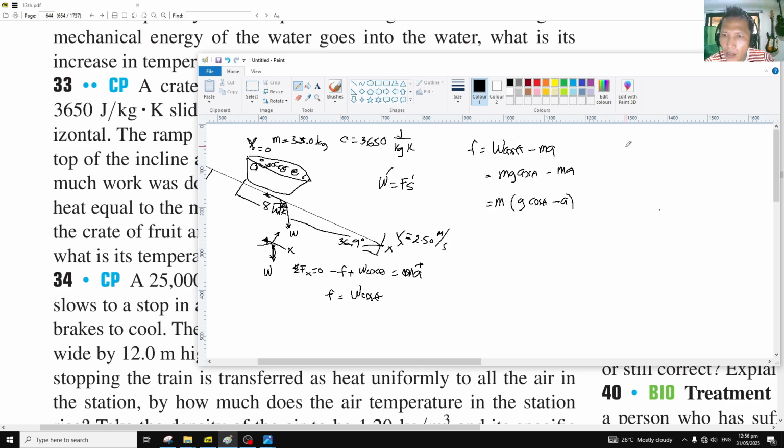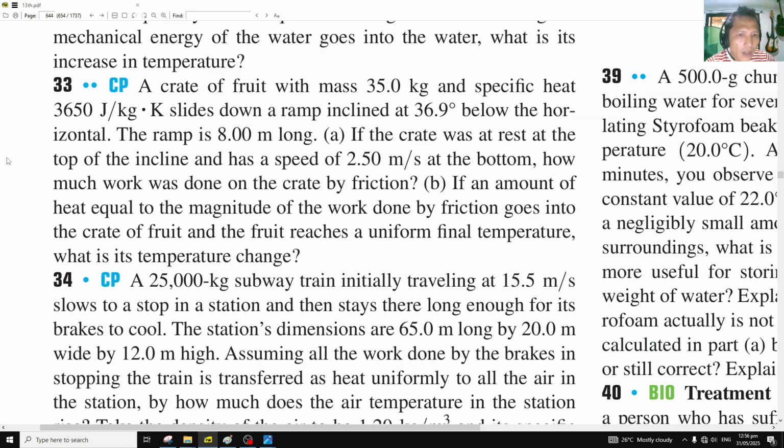Your a: V final is equal to V0 plus at. So there is time. Acceleration would be equal to, V0 is 0 for the initial, so that would be V final over time. There is time, 2.50, and the ramp is 8 meters long.